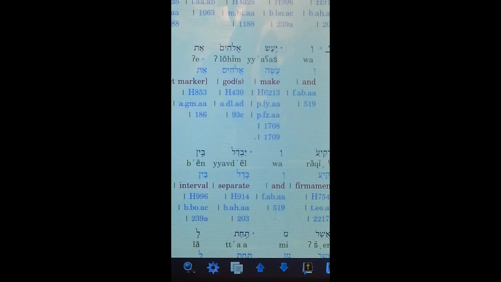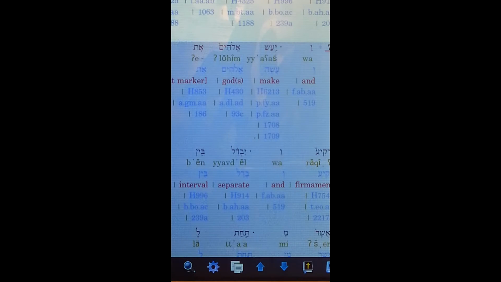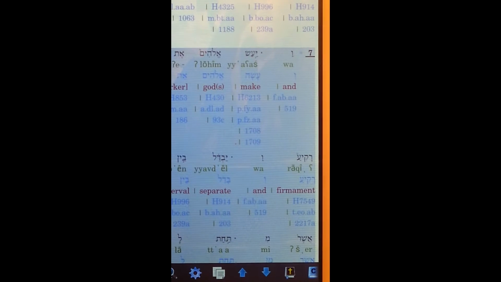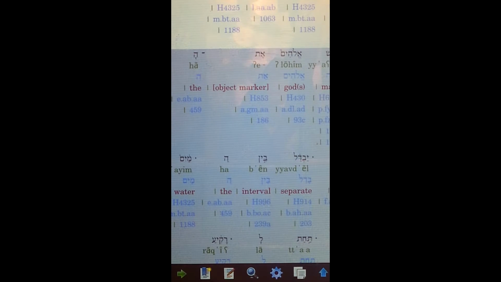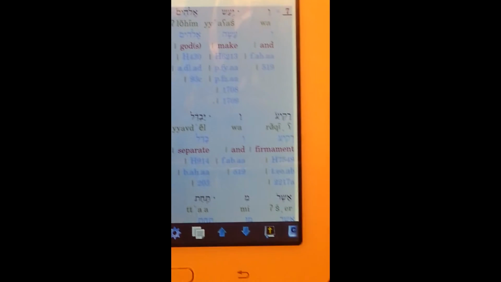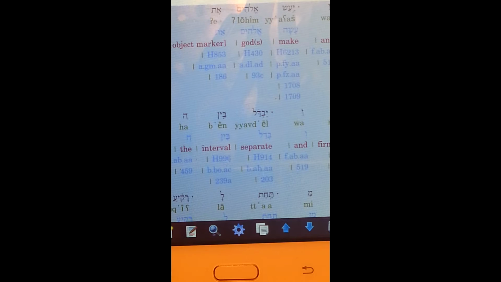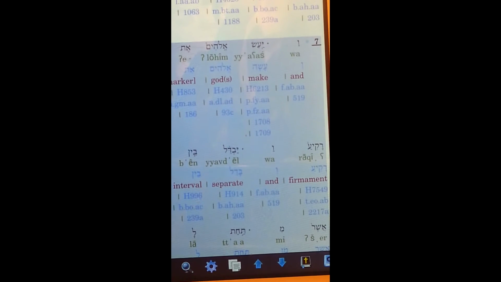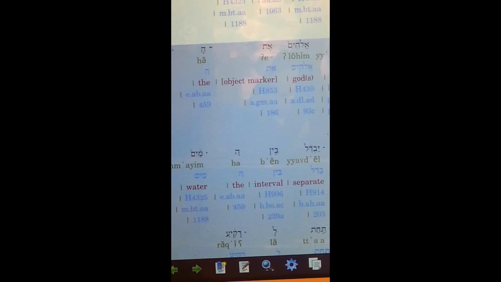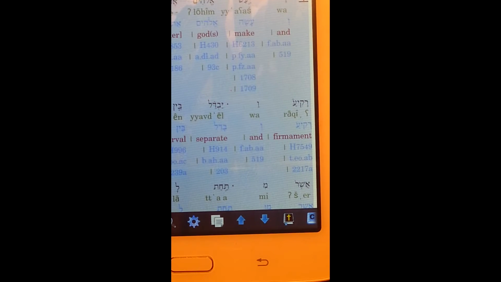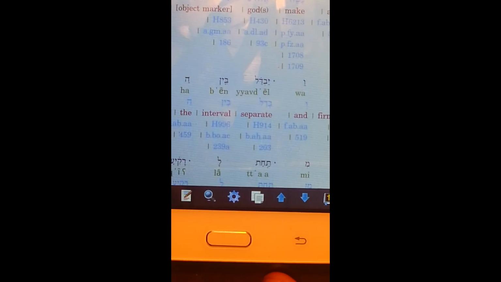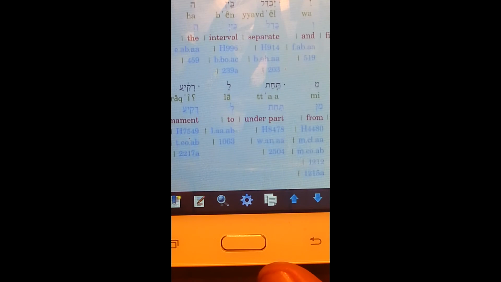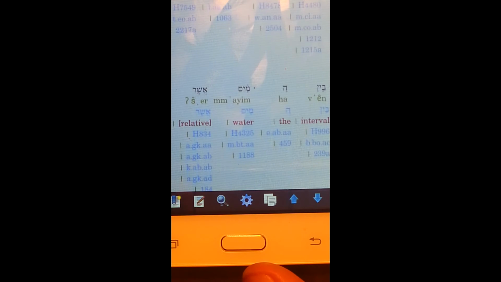Now, let's see if we can find it again. Here it is in verse 7 again. And make Elohim object marker, the firmament, and separate. Now look. And make Elohim, by speaking, the firmament, and separate interval, the water. You see? It's throughout. There we go again.